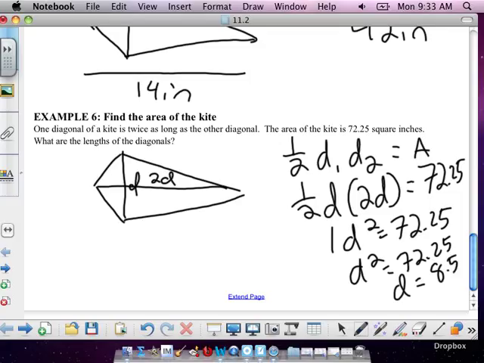How do we know what diagonal 2 is? It's twice as long. So diagonal 2, we simply multiply that by 2. We get 17. And I like to double check to see if I get the same answer. I'm going to go 17 times 8.5 times 0.5, or times 1/2, 72.25. All I did was plug that into my calculator with D1 and D2 and made sure I got the same answer.